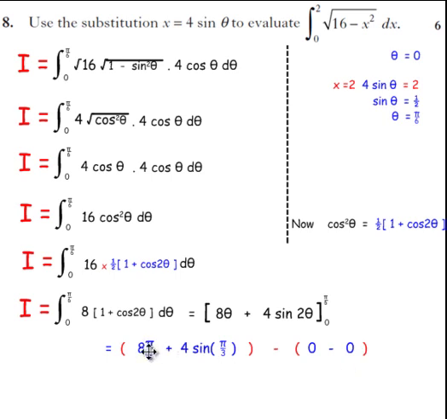8 pi by 6, we can cancel a 2 into each of them, which gives 4 pi by 3. And sine pi by 3 is root 3 over 2, so that's plus 4 root 3 over 2. We could take a common factor of 4 outside a set of brackets, and we would have pi by 3 plus root 3 over 2 inside the bracket. And this is the answer to our integral.